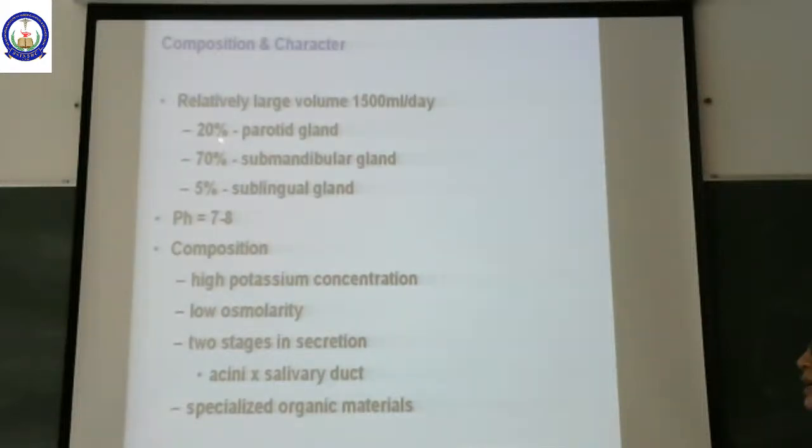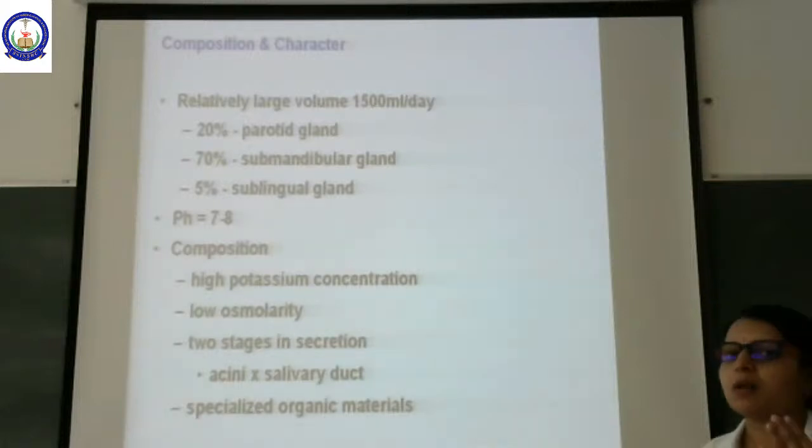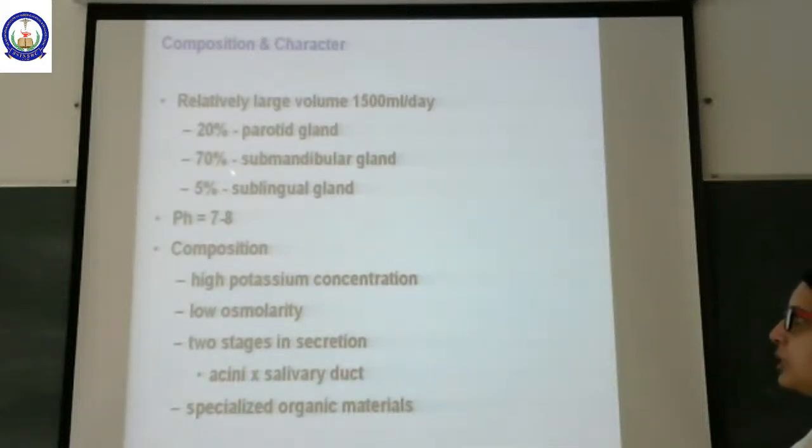20% by the parotid gland, 70% by the submandibular gland, and 5% by the sublingual gland, which you have learned in the previous lecture. What is the pH? If you look at the pH, it is about 7.8. It is slightly alkaline in nature. The pH may range between 7 to 8.